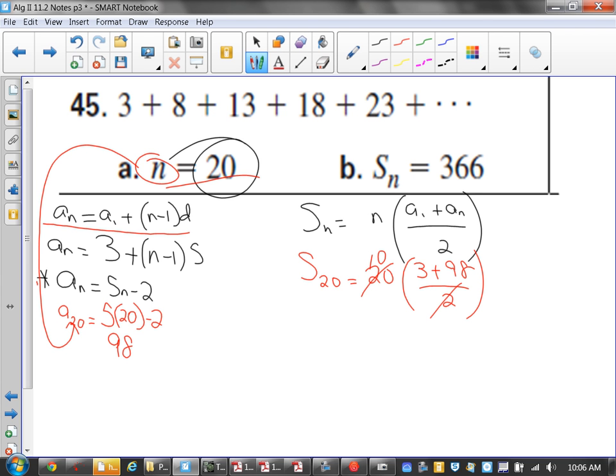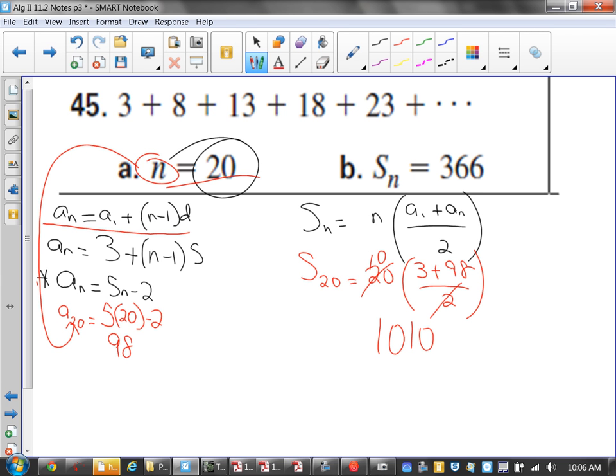What's 3 plus 98? Oh, I got the right answer. There's your answer. If you add up 20 of these, you get 1,010. Okay? Does that make sense on that?